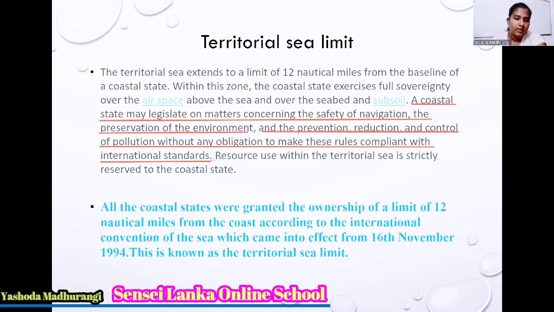And then look at the fact given in this blue color. All the coastal states were granted the ownership of a limit of 12 nautical miles from the coast according to the International Convention of the Sea, which came into effect from 16th November 1994. This is known as the territorial sea limit.